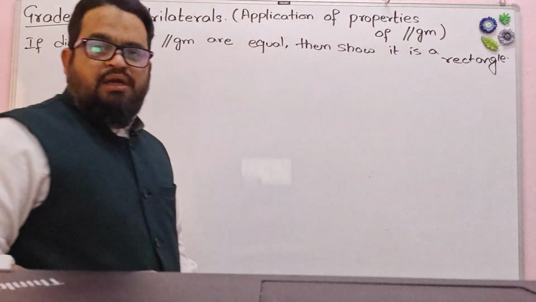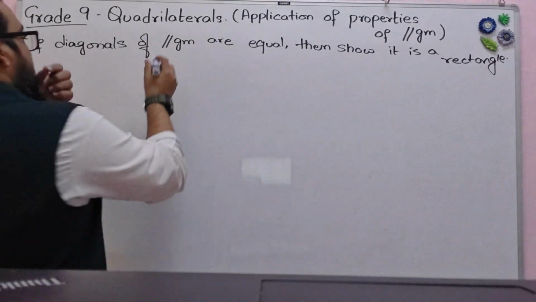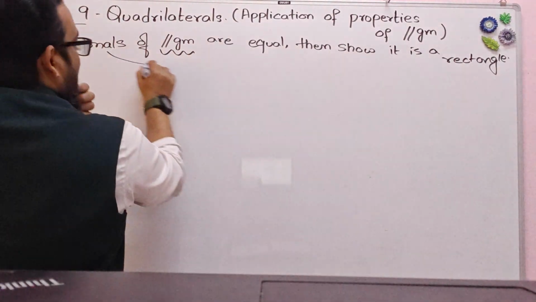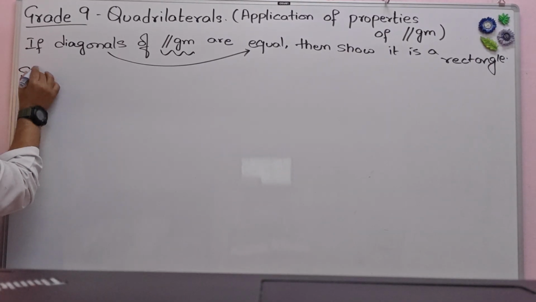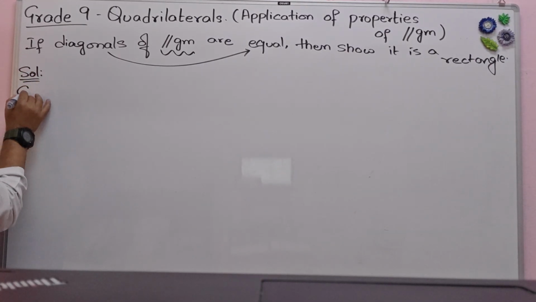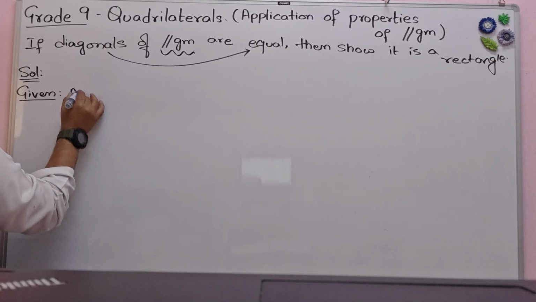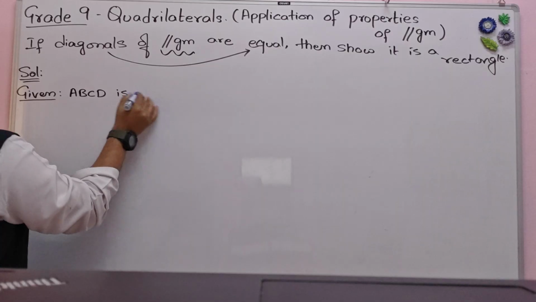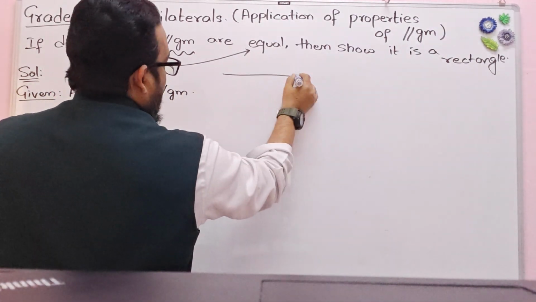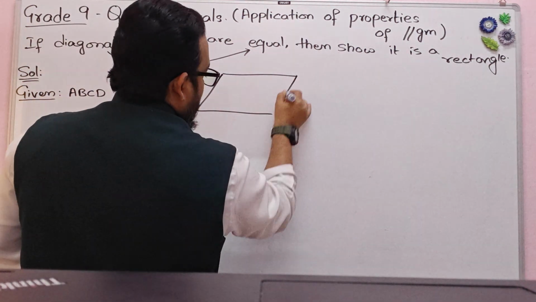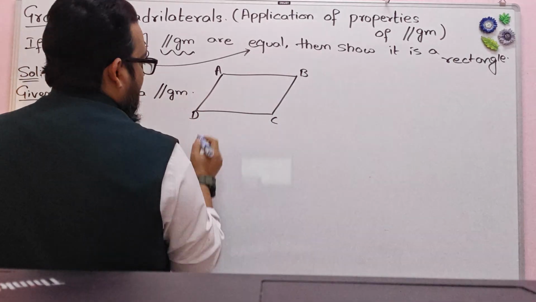Okay, let us see. That means what is given here? If the diagonals of a parallelogram are equal, that means what is given? Parallelogram is given and it is given that diagonals are equal. Okay, let us try to find out the solution. First, write what is given. So what is given? Given that ABCD is a parallelogram. Okay. So let me draw the figure. So ABCD is a parallelogram.